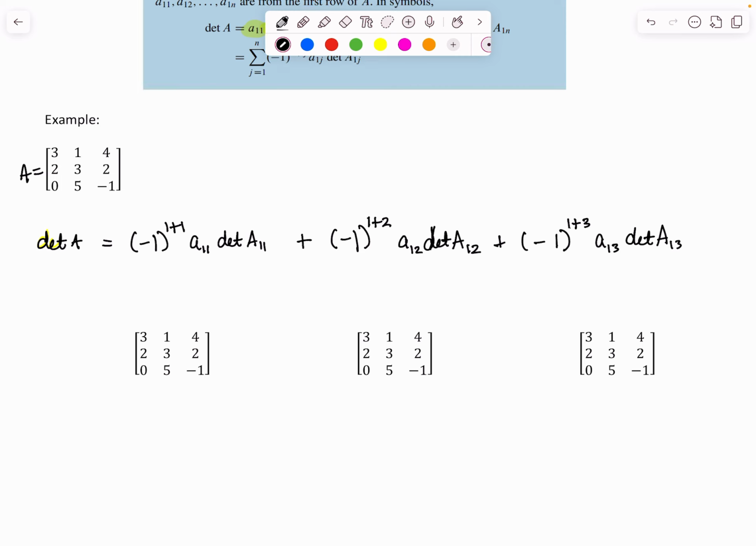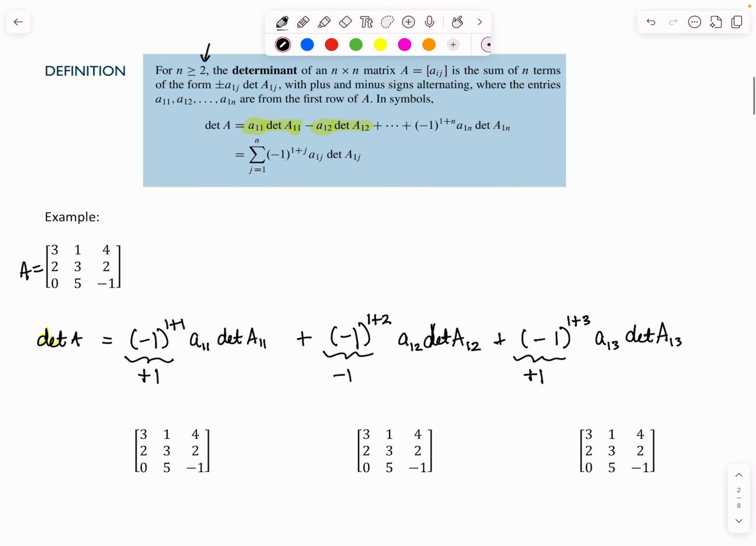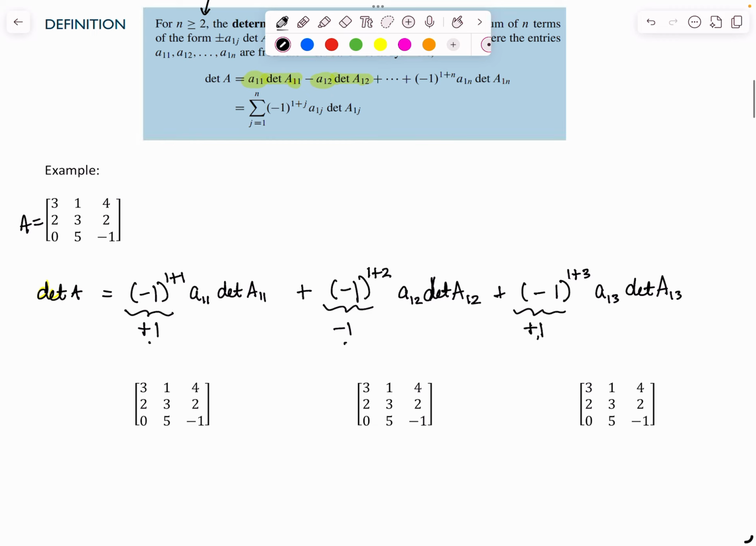And I've got copies of the matrix down here below. So let's pay attention. Do you see this is minus 1 to an even power? So this is plus 1. This is minus 1 to an odd power, so it's minus 1. This is minus 1 to an even power, so it's plus 1. So up above, they were talking about the signs alternating, plus and minus. So do you see you get plus, minus, plus? And you're going to be working across the top row.